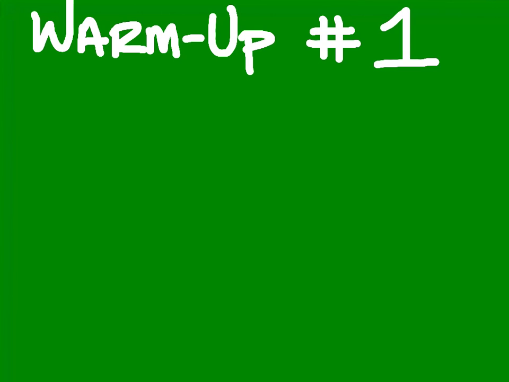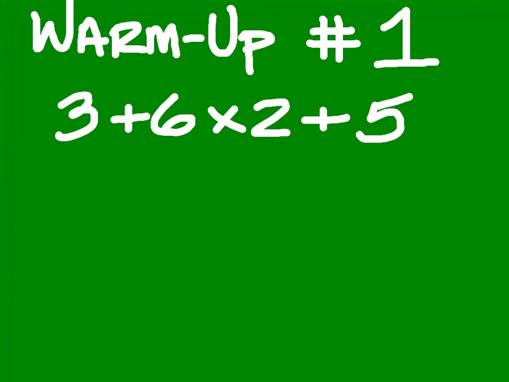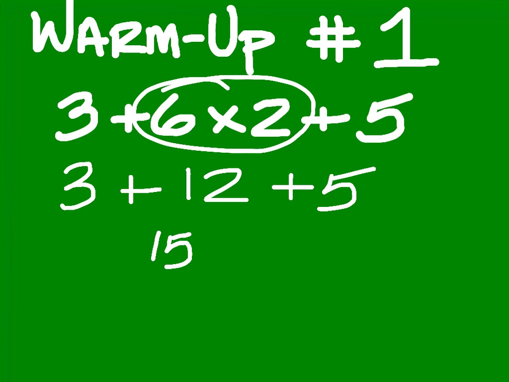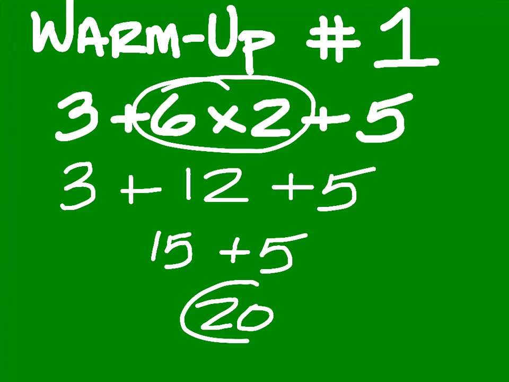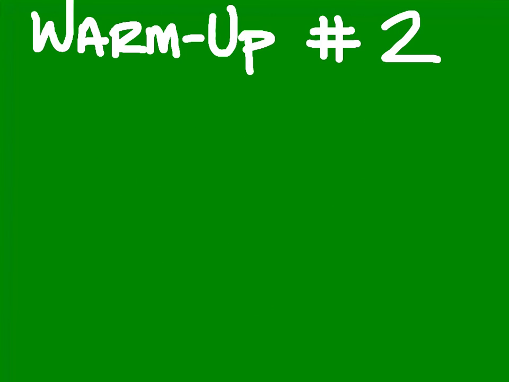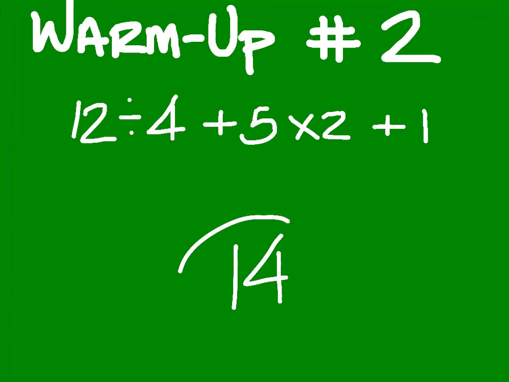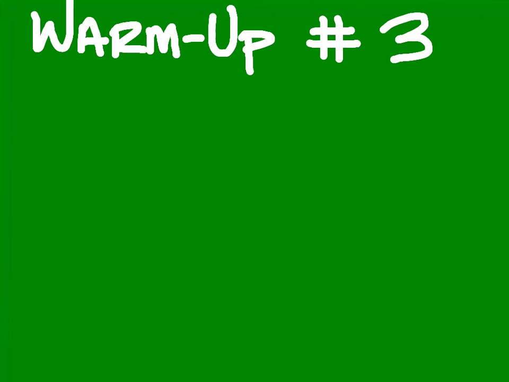Warm-up number 1. Solution for that one, you have to do multiplication first. So 6 times 2 is 12. And then go back and do addition in order. 3 plus 12 is 15, plus 5 is 20. Next one. Everybody had that one right. The answer is 14. Warm-up number 3.